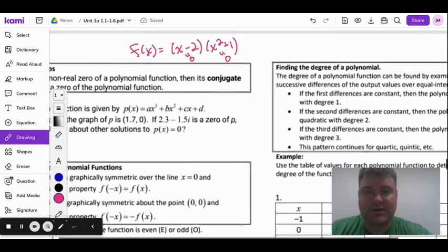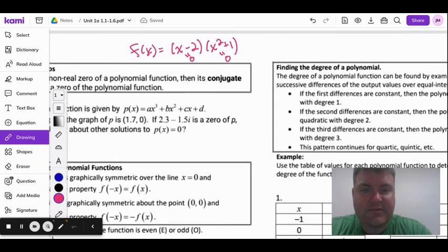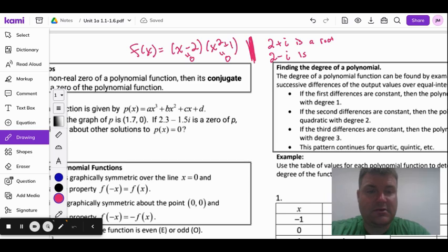And what's a conjugate? Well, real quick, if I have 2 plus i as a root, just as an example, this is different, by the way. This is not relating to the f of x. If 2 plus i is a root, that means 2 minus i is a root. Those are conjugates. Conjugates just have different signs in front of the imaginary number. That's it. Those are conjugates.